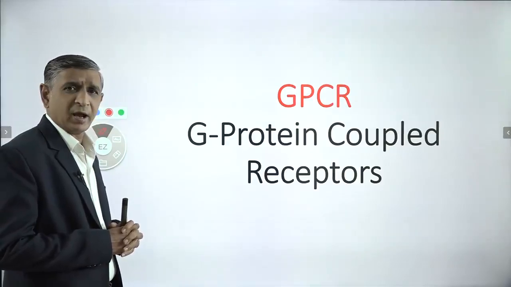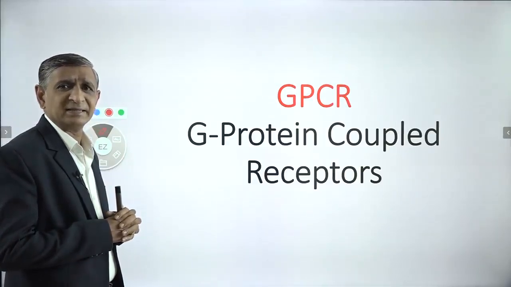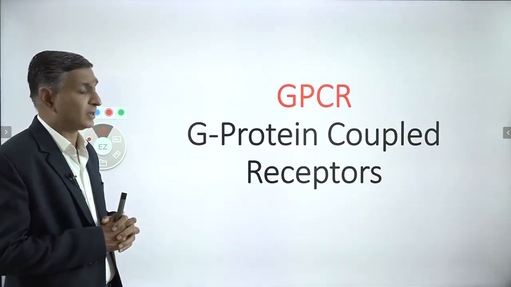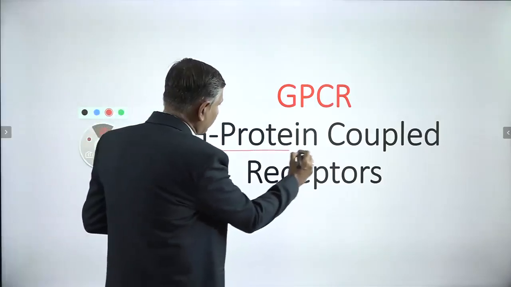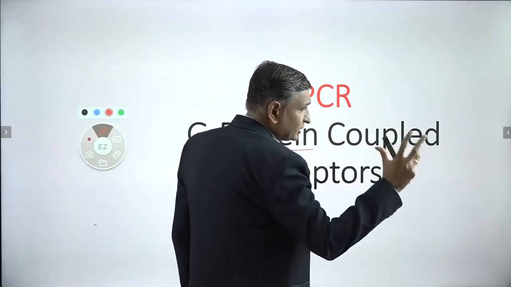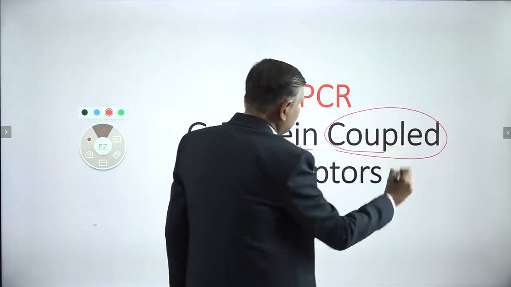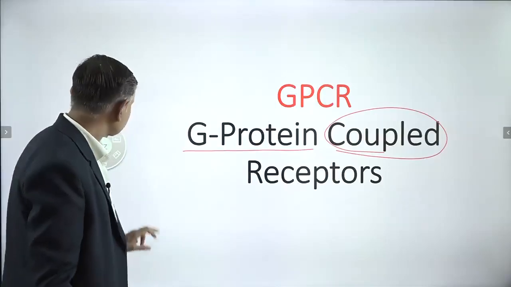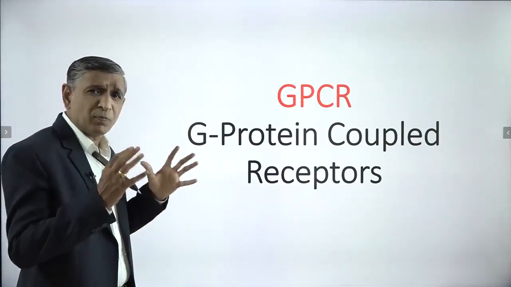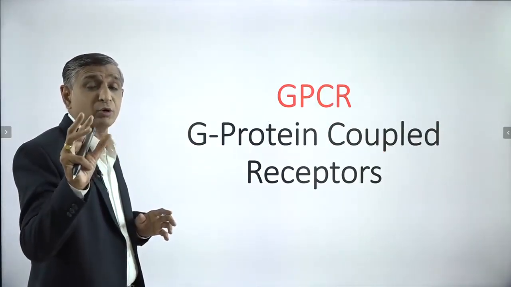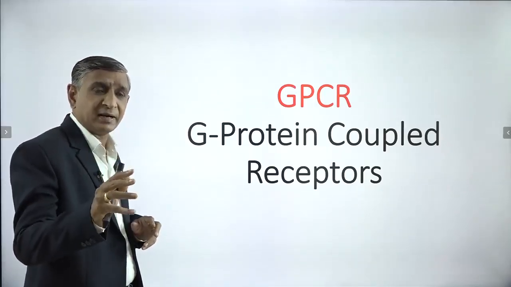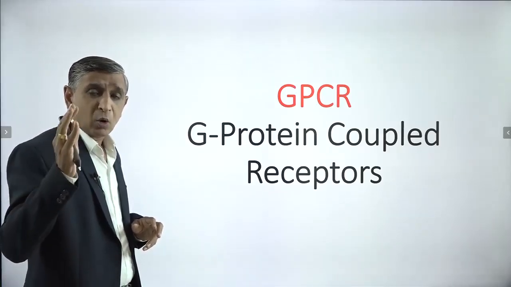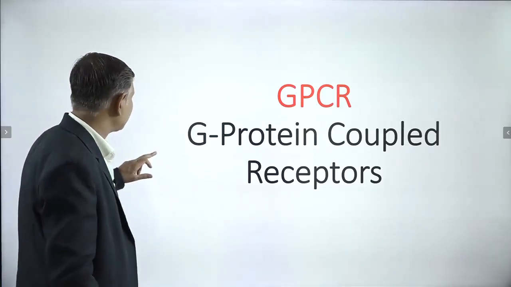Dear students, today I am going to tell you about GPCR. What is this? This is G protein coupled receptor. G protein is a type of protein. It is having 3 subunits which are coupled together, and that's why we call them G protein coupled receptors. This group of receptor is the most important group of receptor because many drugs, rather maximum drugs, maximum endogenous hormones work through these type of receptors.